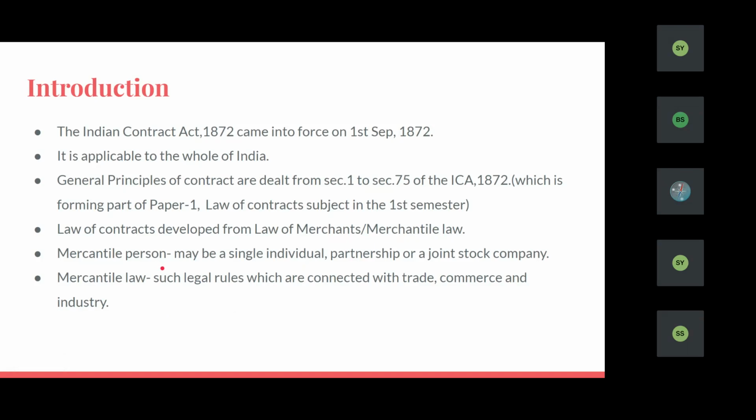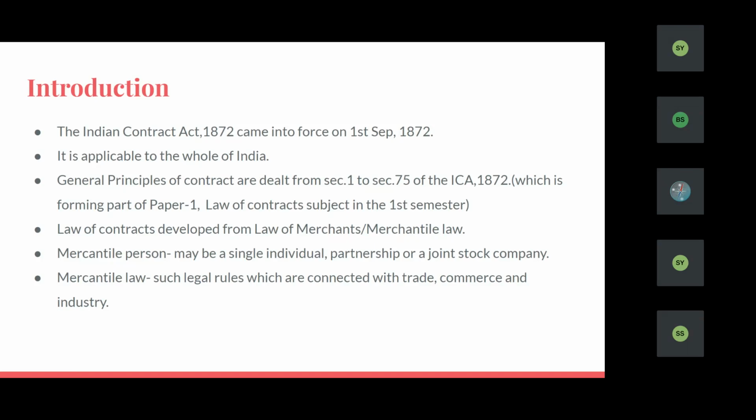Mercantile person, or simply a merchant. If you all remember, there used to be one lesson in our English supplementary book while we were students, The Merchant of Venice. So, a merchant is a person. He might be a single person, or a partnership firm, or a joint stock company. This is the explanation provided in the PPT. But to be simple, a merchant is a person who deals with goods and services.